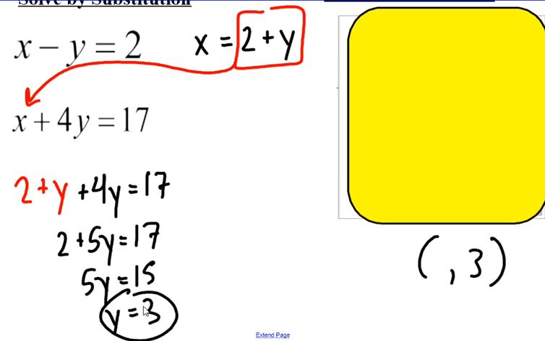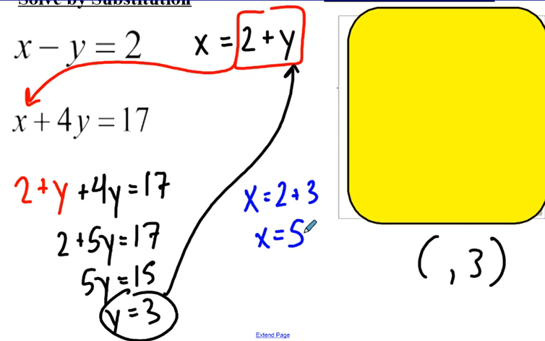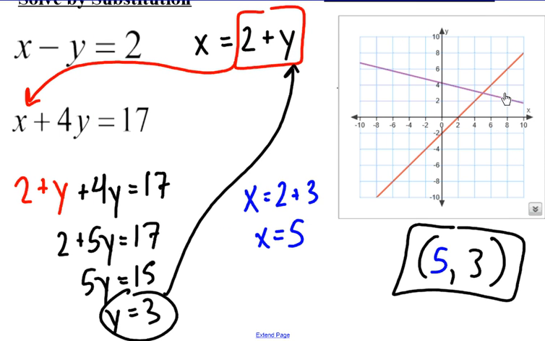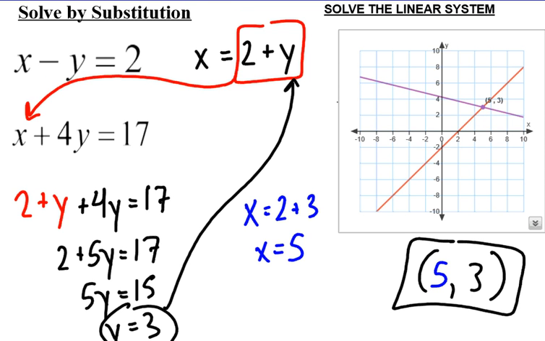Now to get the x coordinate, I put 3 in for y in either the first or the second equation, or I can even do the modified first equation. I'm going to do the modified one because x is already solved for. So if I put 3 in for y right there, I'm then going to get x is equal to 2 plus 3, and that is 5. So these two lines should cross at 5, comma 3, and I just want to show you the picture of it. You'll notice that they do. They cross at 5, 3. That is the tool of what we would call substitution.